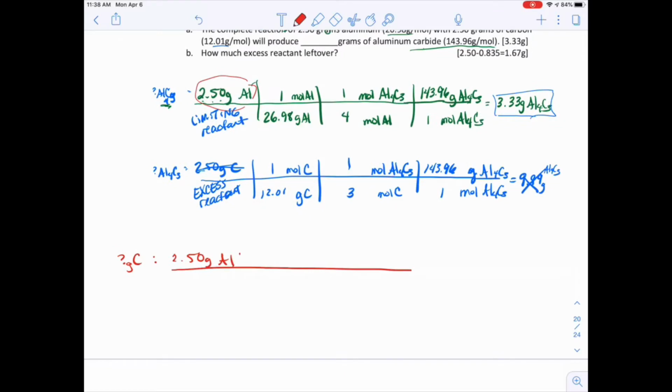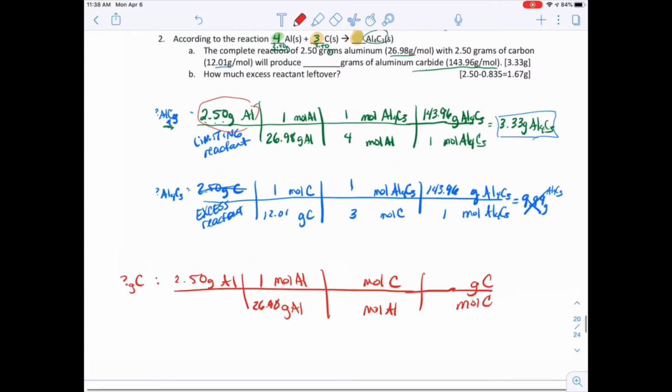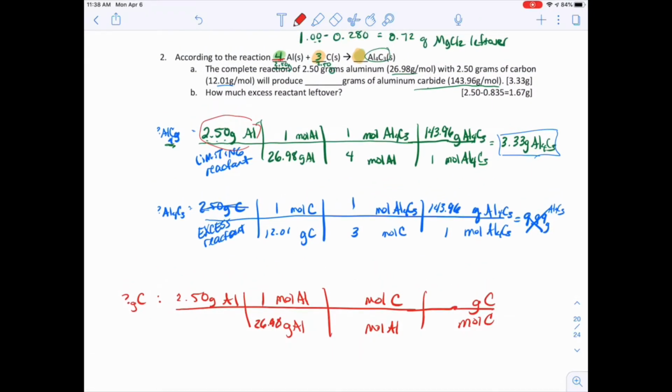2.50 grams of aluminum. Now we're going to go grams of aluminum into moles of aluminum, then moles of aluminum into moles of carbon, and then moles of carbon into grams of carbon. 26.98 grams of aluminum in 1 mole, and then this is 4 to 3.